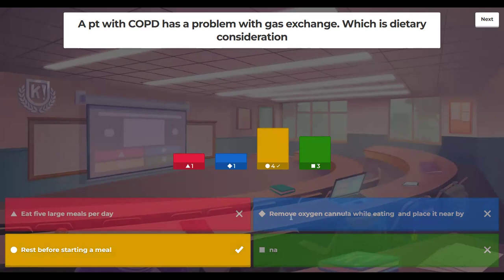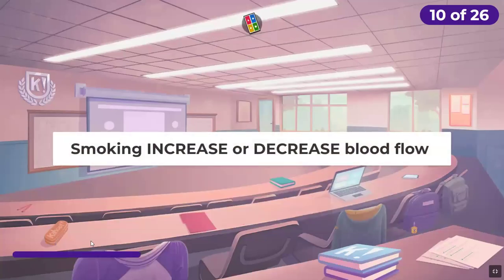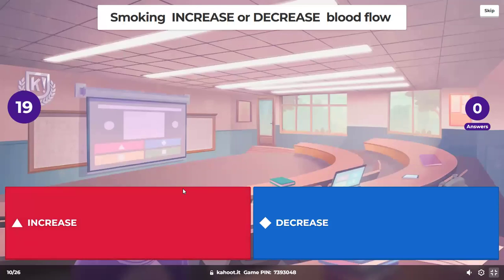For sure, we're not telling them to take their oxygen off, because this is a disease process that has a problem with gas exchange. So they need that oxygen, and they're sure not going to just take it off while eating because they're going to need it. So good. Let's see. Does smoking increase or decrease our blood flow?